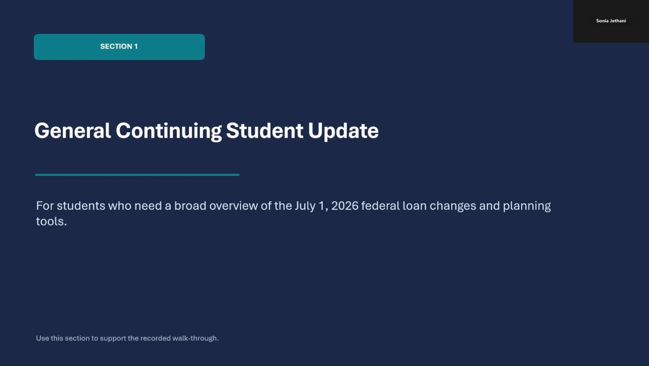As we move through the presentation, I'll also walk through two planning tools: the Determining Future Loan Eligibility Guide and the Gap Analysis Calculator. We will begin with a general update for new and continuing students. This section is intended for students who need a broad overview of the federal loan changes beginning July 1st, 2026. We will review the major changes, explain the concept of grandfathering, discuss the new loan limits, and then walk through the tools students can use to begin planning ahead.